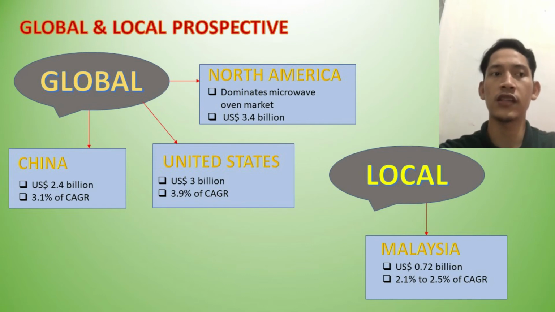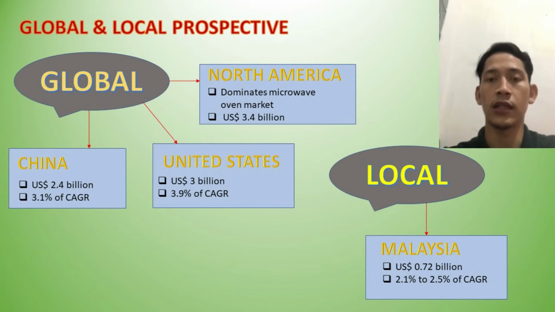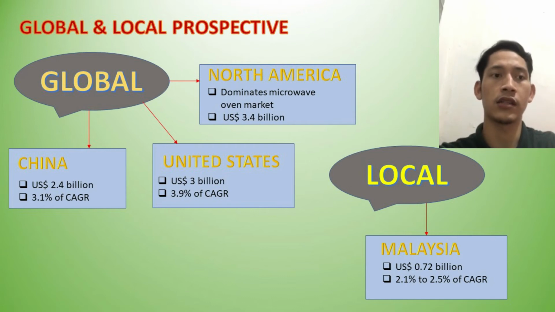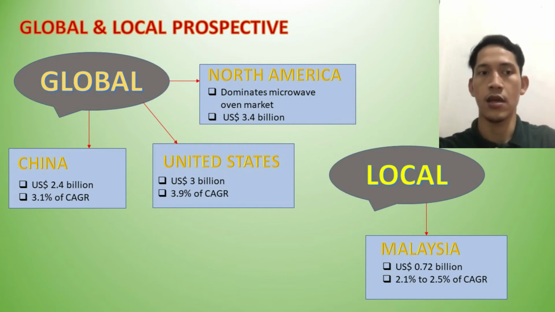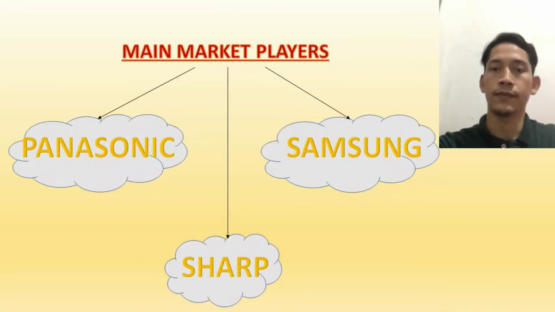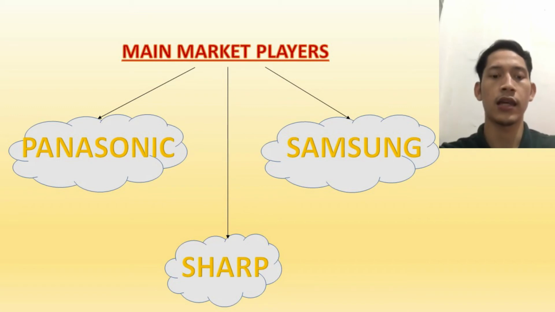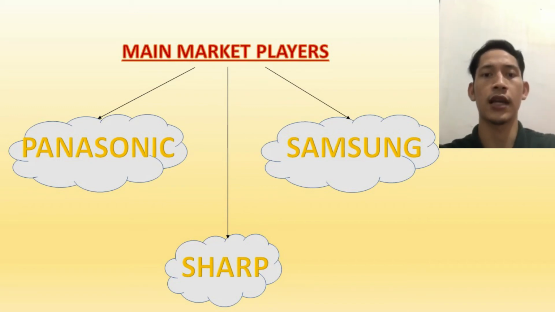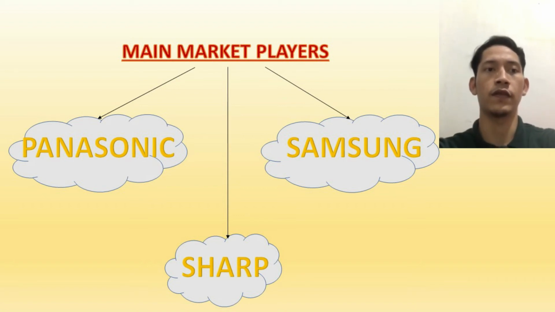Since Malaysia is in the phase of developing, there is a lot of growth in the hospitality industry, and an increase in catering contracts for large scale functions. These all have an effect on the microwave oven market. So, next slide. Next, I will explain a bit about the commercial discussion, which is about the main market players for the microwave oven.